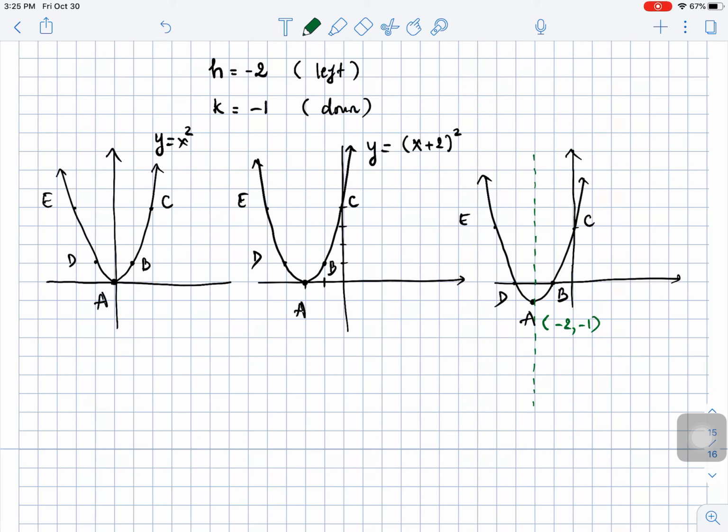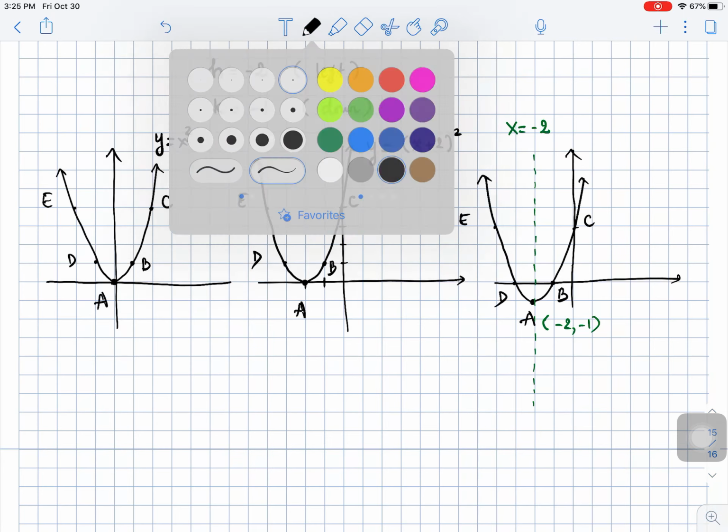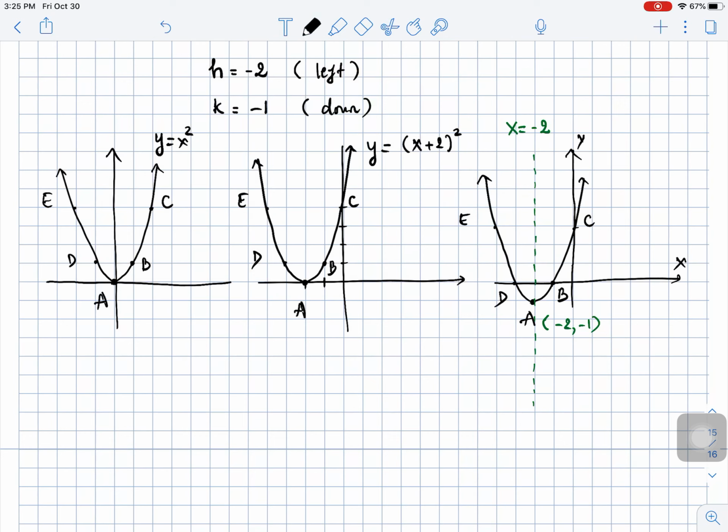Now we need to label some information. First of all, the important point is the vertex. So the point A will be negative 2, negative 1. We also have the line. This line is called the axis of symmetry. So if I draw that dashed line, what you see is what happened on the right side is symmetric to what happened on the left side. So this line is the one that passes through the vertex A and is a vertical line. The equation of that line is x equal negative 2 because it's passing through negative 2 on the x.